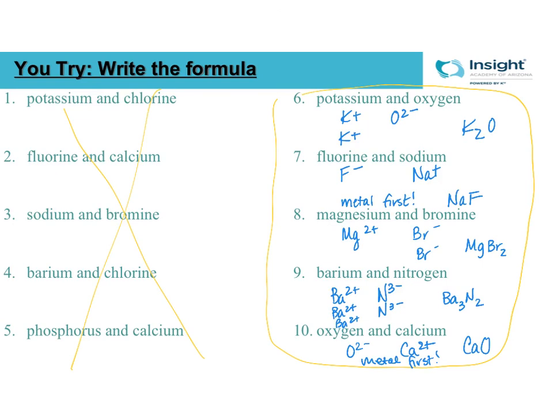So you want those charges to cancel each other out. A couple of these were written in opposite order. So just remember, when you write your formulas or you write your names, you always put that metal or the positive ion first. So if you've got questions, let me know. But practice will definitely get you more confident with this.